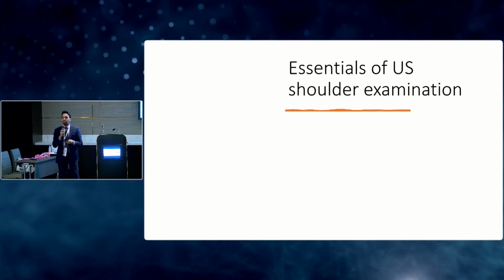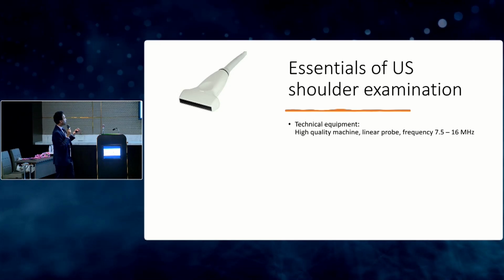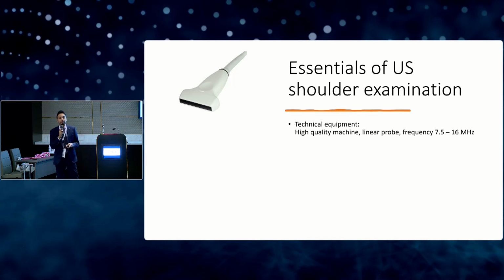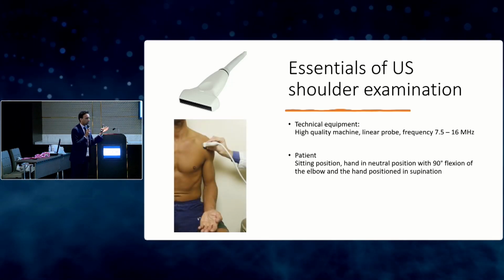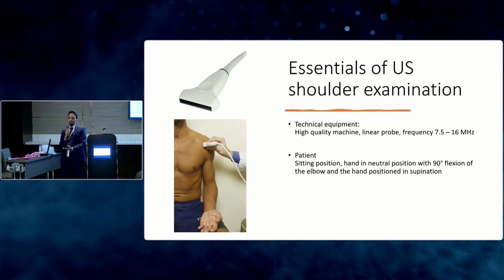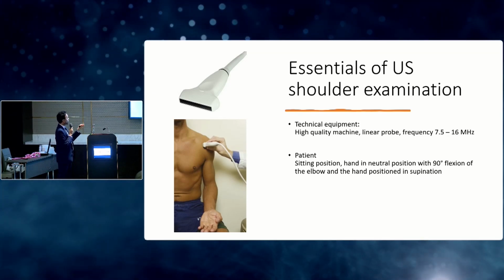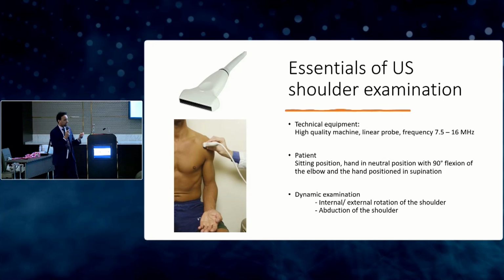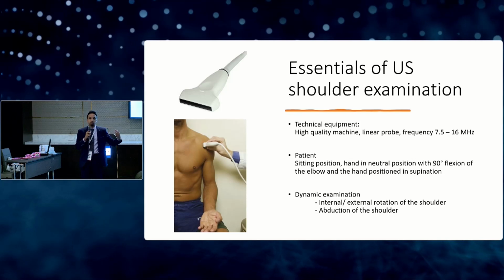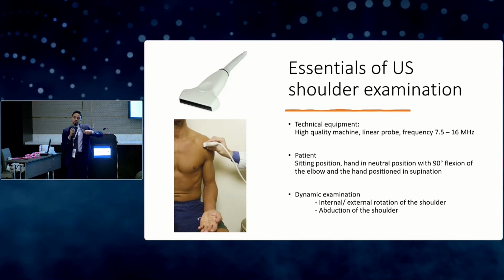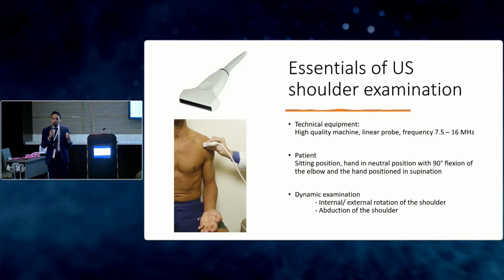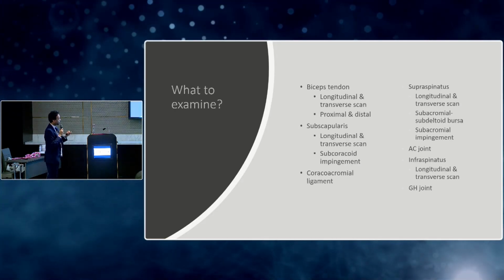What's essential to scan for the ultrasound? Definitely we need a good machine with a linear probe of 7.5 to 16 megahertz. We need the patient in a sitting position, with the elbow at 90 degrees, slightly internally rotated, and a dynamic examination. One of the important things in the shoulder compared to others is that we need to scan the patient while he's moving, like extension, abduction, internal and external rotation of the shoulder, to view all the rotator cuff tendons.